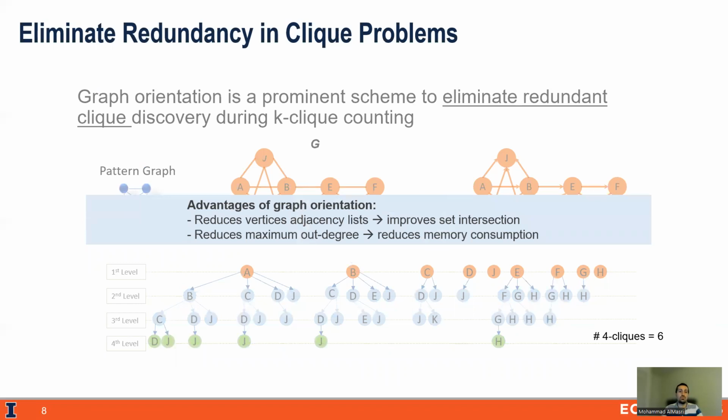Another advantage of this graph orientation approach is that it reduces the vertices' adjacency lists in general, and this improves the set intersection operation since it has to deal with smaller adjacency lists when it does the intersection. The second benefit is that it reduces the maximum out degree, and as we will explain later, it has a direct relation with the memory consumption. So reducing the maximum out degree will reduce the memory consumption of the whole solution.